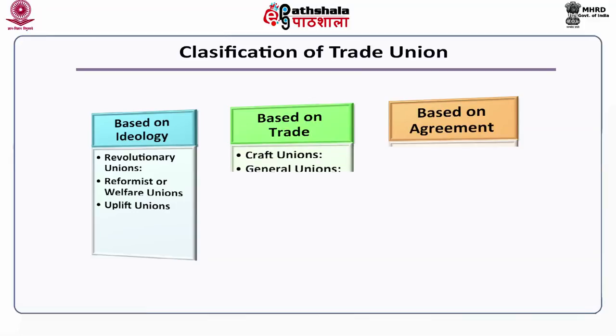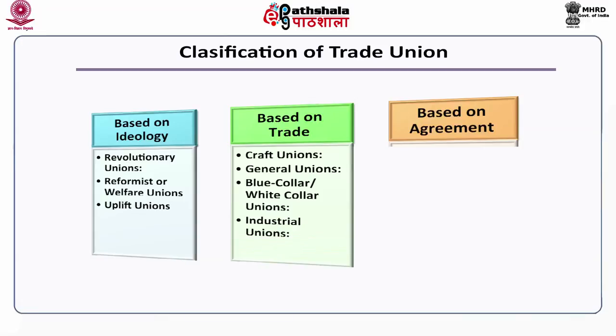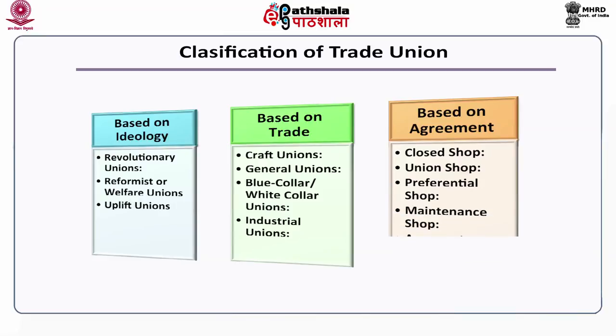On the basis of trade, they are classified into four kinds. One is craft unions, second is general unions, third is blue-collar or white-collar unions, and fourth, industrial unions. On the basis of agreement, we have closed shop, union shop, preferential shop, maintenance shop, agency shop, and open shop. Let us explain all of these typologies.